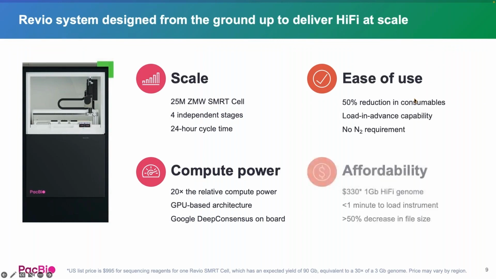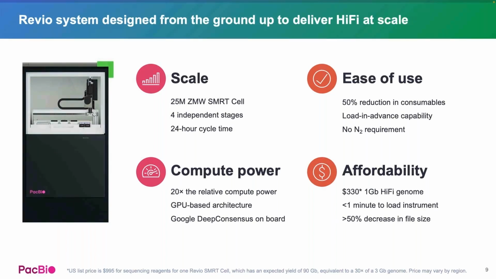And so when talking about scale, particularly for the ZMWs, these are 25 million ZMW SMRT Cells, and there are 4 of these that run simultaneously on the machine in independent stages. And so that's where the 100 million ZMW output comes from. And again, it's a 24-hour cycle time that all of this takes place in for the 4 independent SMRT Cells.